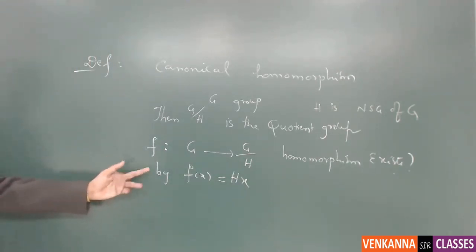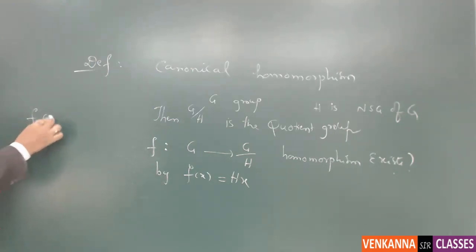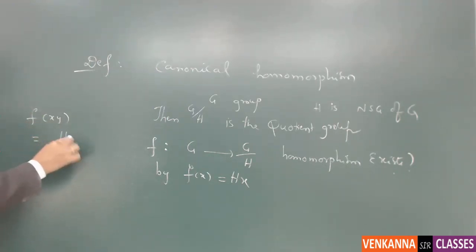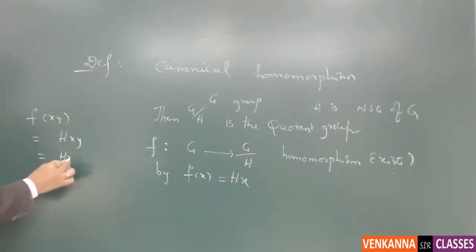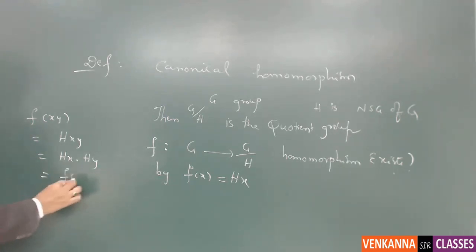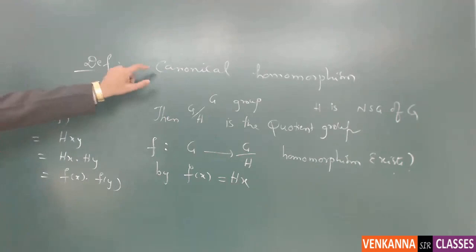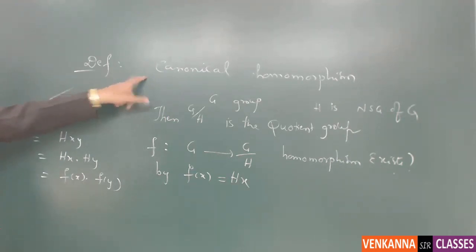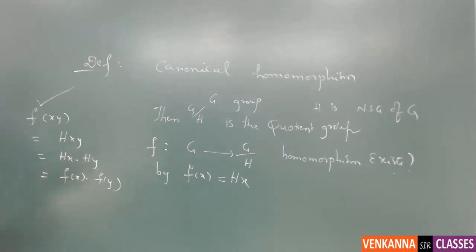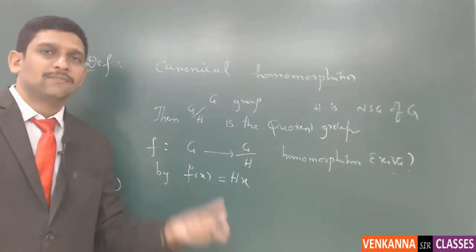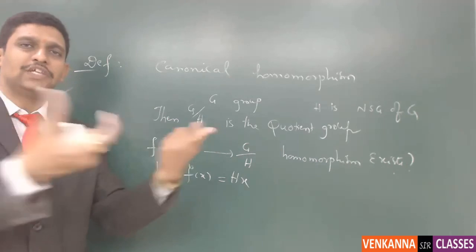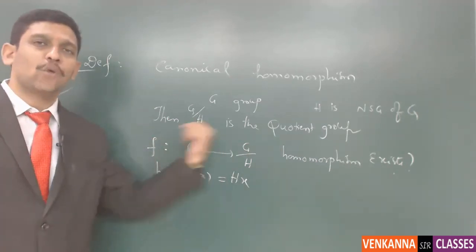You can easily verify that it is a homomorphism, because if you consider f of xy, it is nothing but Hxy. So Hx dot Hy, as per coset multiplication, is nothing but f of x dot f of y. So this is a homomorphism, and you call it the canonical homomorphism. Please understand that here you are pairing an element with a coset. One element, one set, these two put together so that you are building a homomorphism between them.